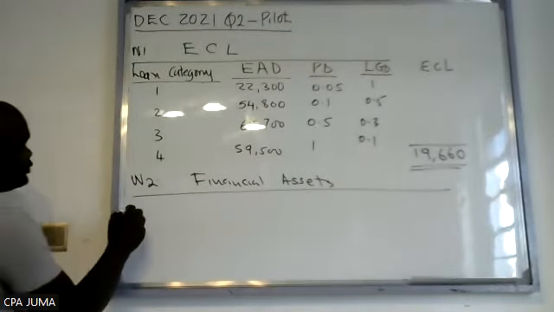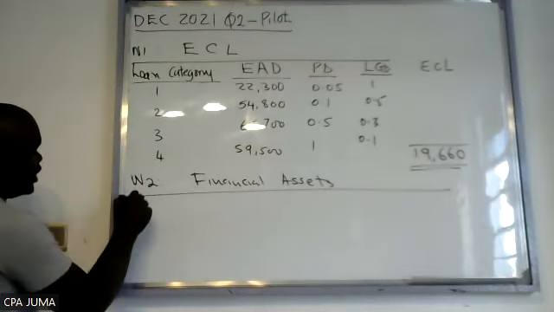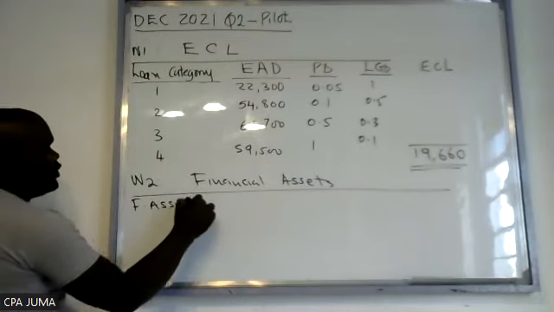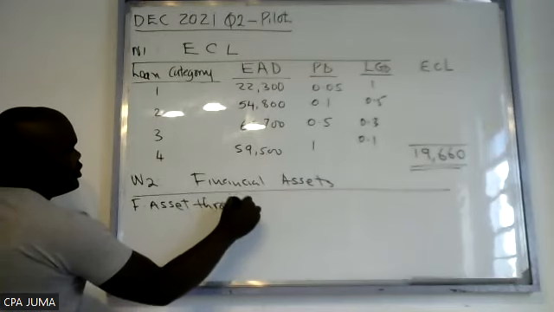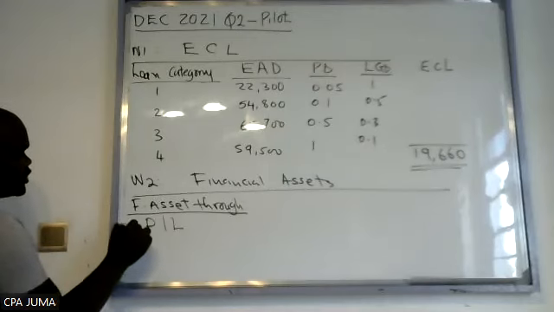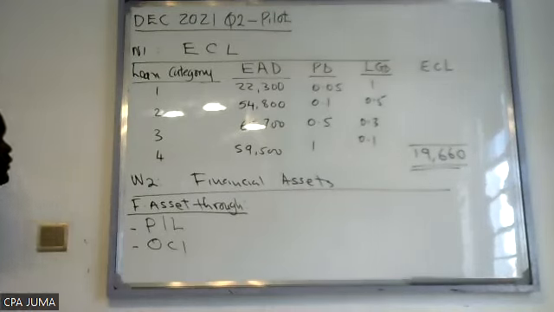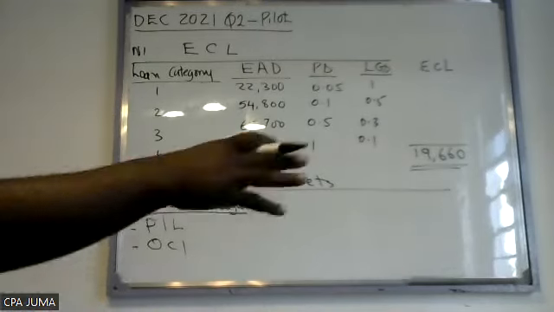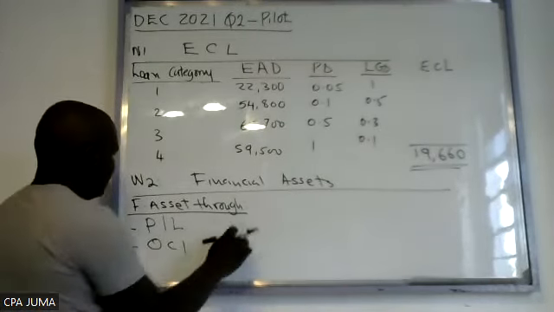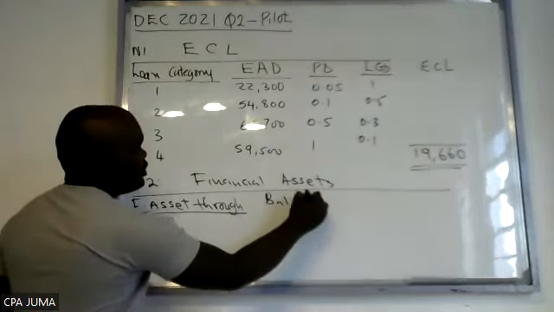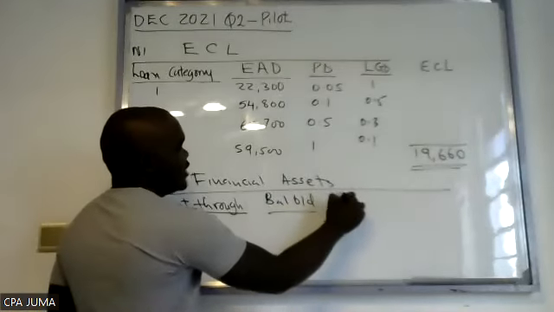So we can say here, financial assets through profit and loss and other comprehensive income. There is no standardized way of doing it, but we can just adopt this. Then you can bring here balance brought down. You can talk of balance carried down.